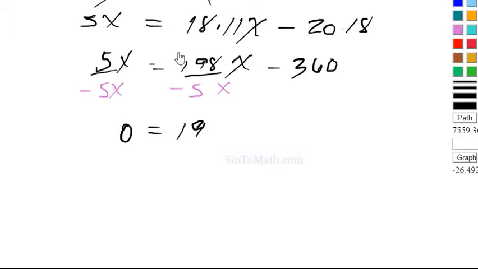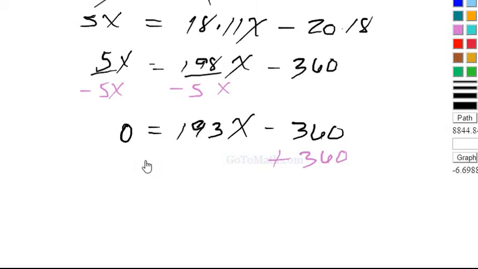Was that a negative ever? No, I don't guess not. Yeah. Okay, 193x minus 360. So we need to get rid of this 360, and what does that mean? That means we got to add 360 to both sides. Right? Add 360 to both sides. Okay.